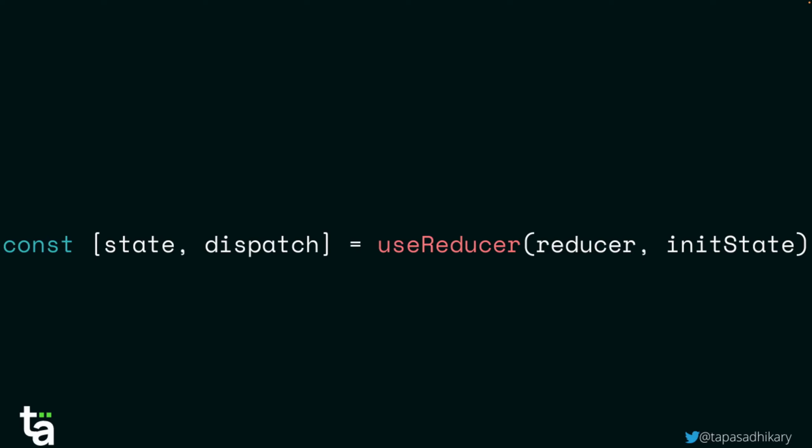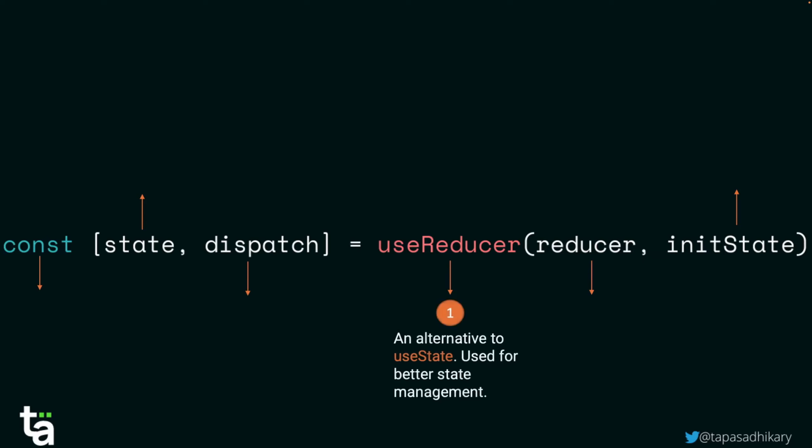Okay. So if I break the syntax into parts, there will be 6 parts basically, which you are going to see one by one. The first part, the useReducer hook itself, what exactly does it do? It's an alternative to useState used for better state management, which you're going to see. Then this hook takes 2 parameters. One is the reducer, another is the initial state. Actually, it takes another optional parameter also. We'll talk about it later.